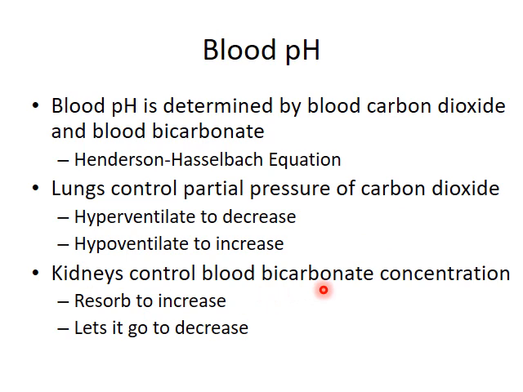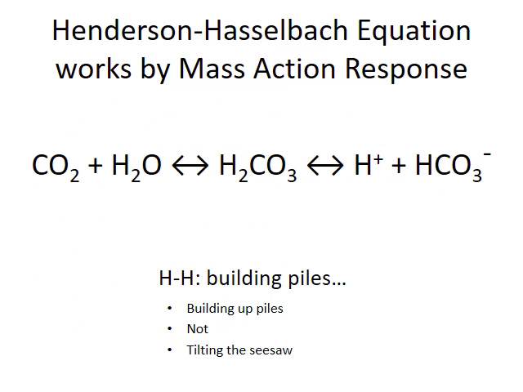Kidneys, control of blood bicarbonate concentration. They can either resorb it, they take it out of the nephron, put it back in the blood to conserve it, or they're going to be set up to let it go. More bicarbonate ends up in the bladder. We're going to lose bicarbonate and therefore decrease the bicarbonate concentration. So either conserve to increase the bicarbonate concentration or let it go to decrease.